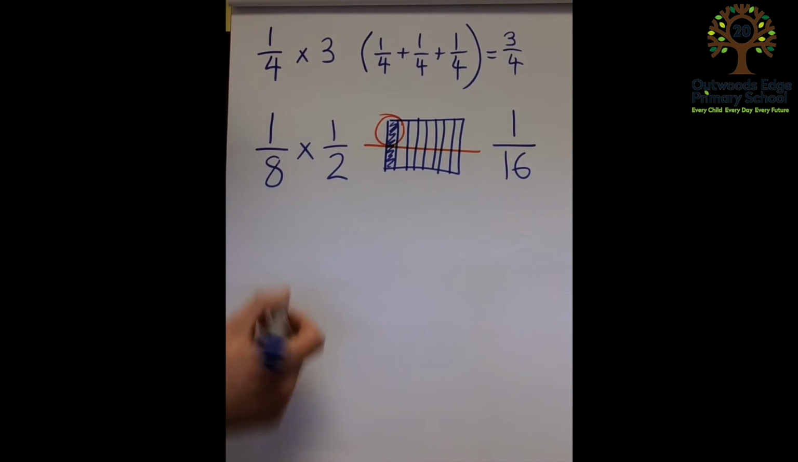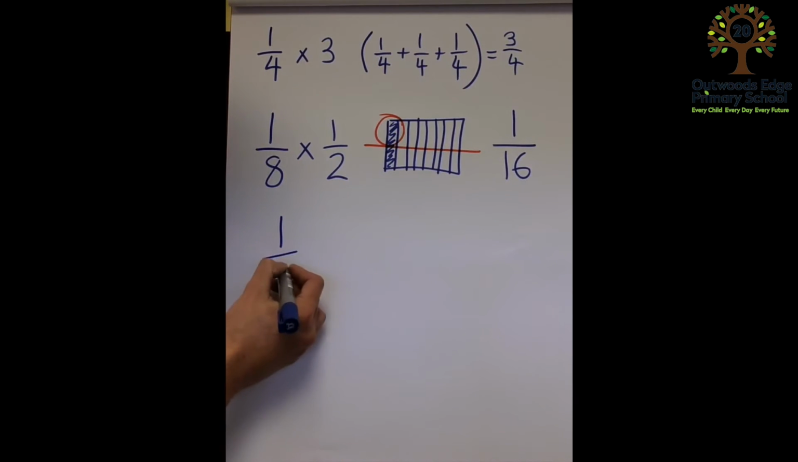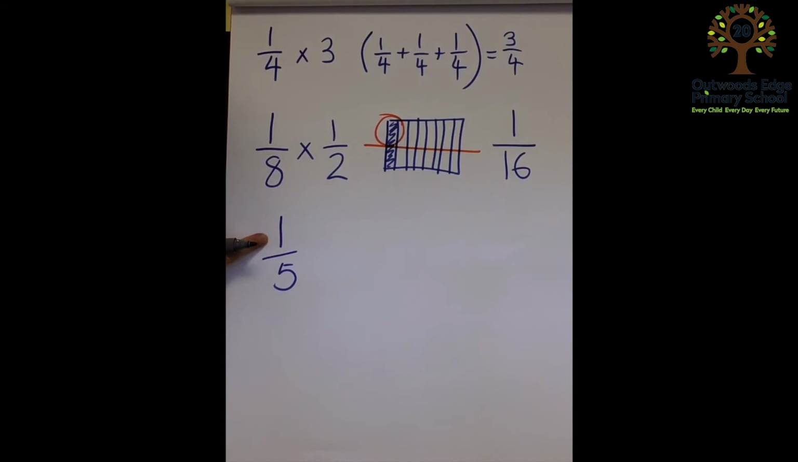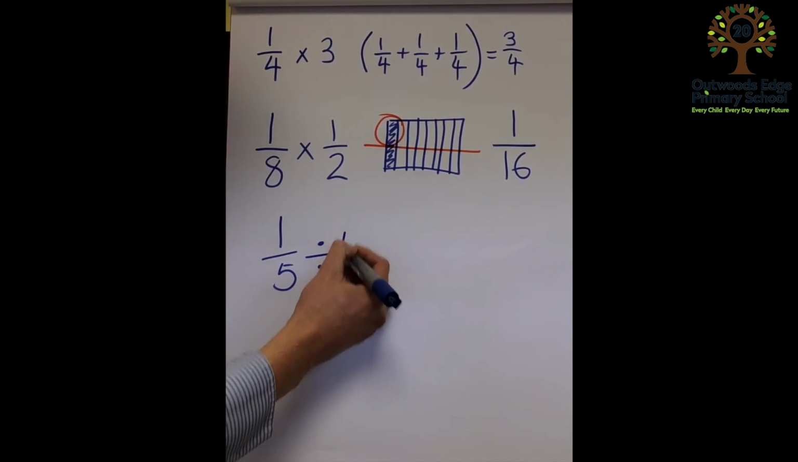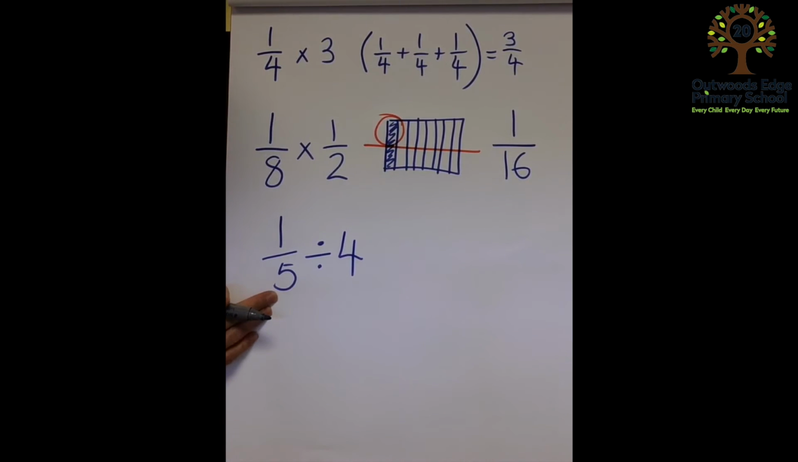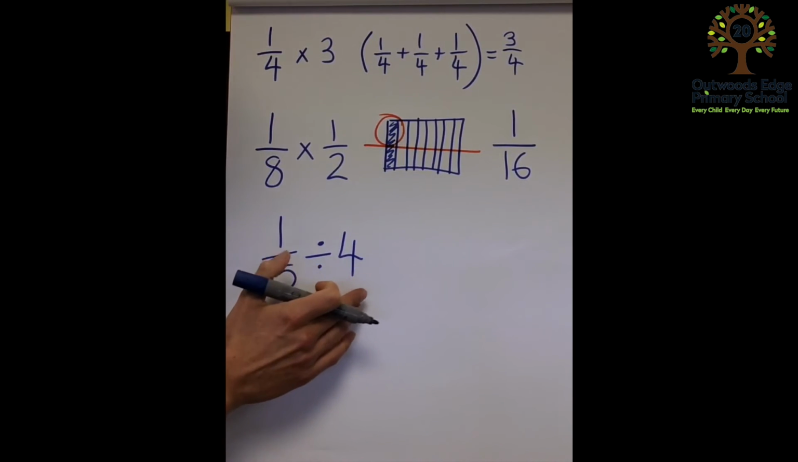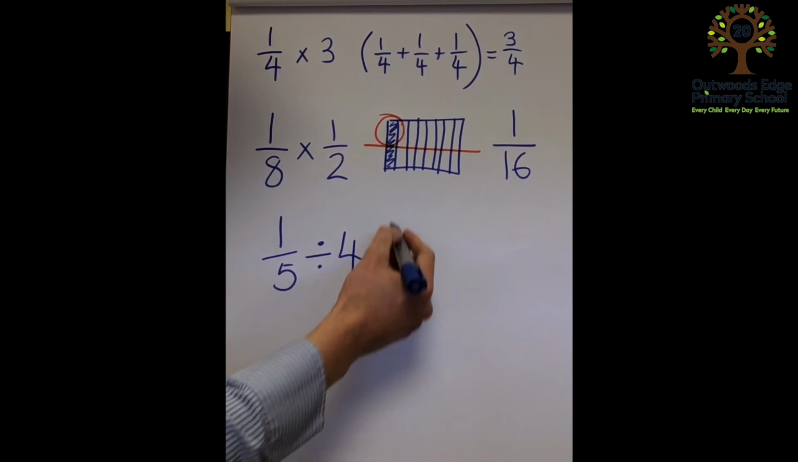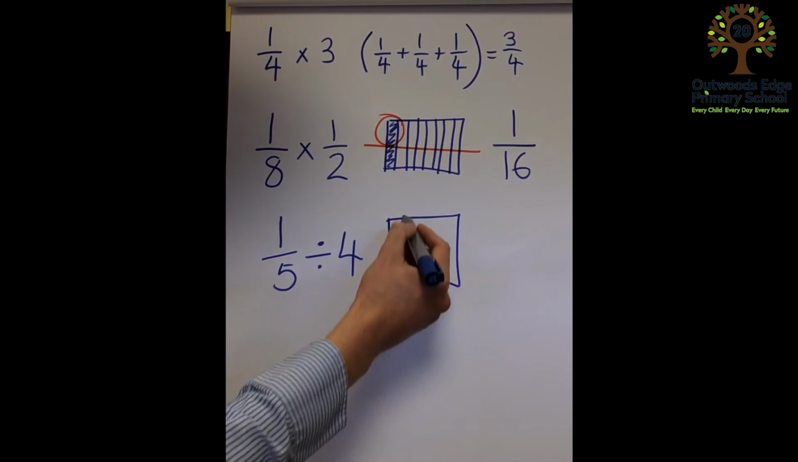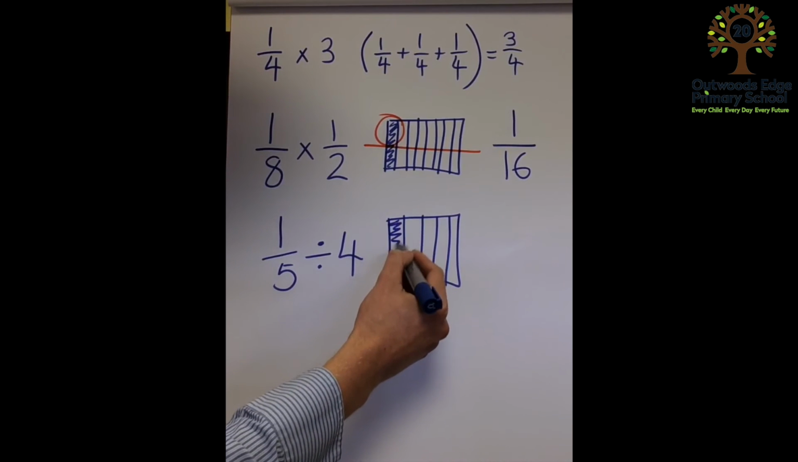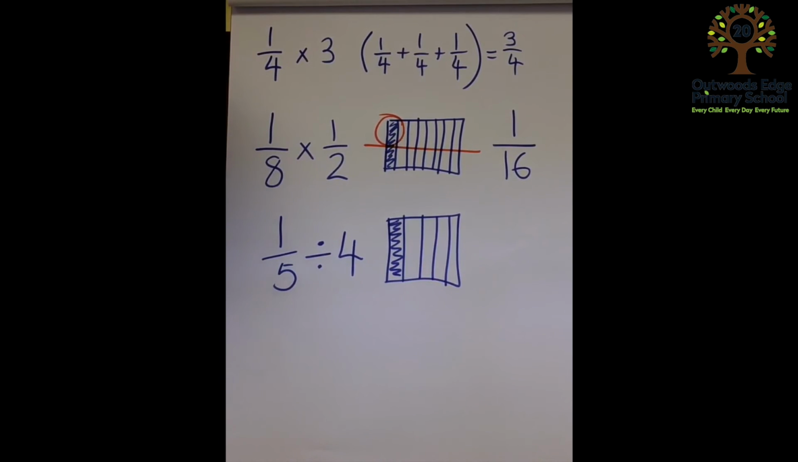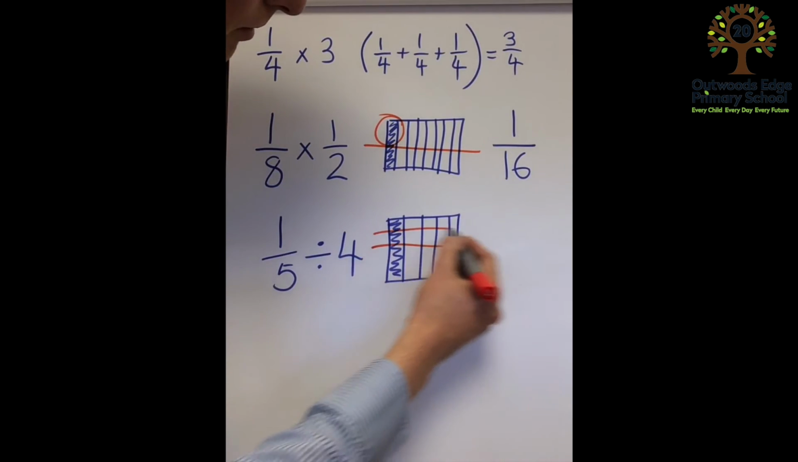The last one we're going to look at is dividing a fraction, and this is called a unit fraction because it's just got a number 1 at the top, dividing that by a whole number. So here we've got 1/5 divided by 4. Again, I can draw a pictorial model to represent that. Here's my fifths. There's 1/5. And when I'm sharing into 4, I'm just simply splitting that into 4 groups.